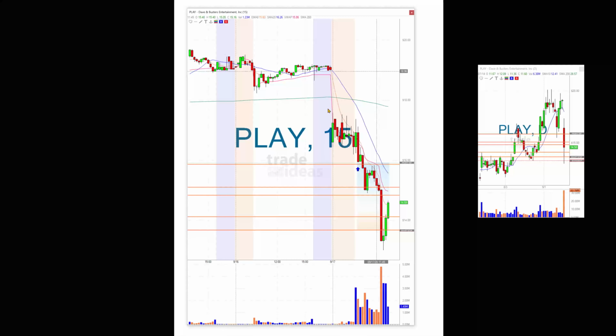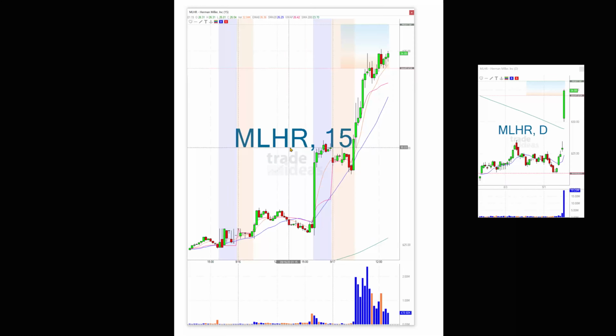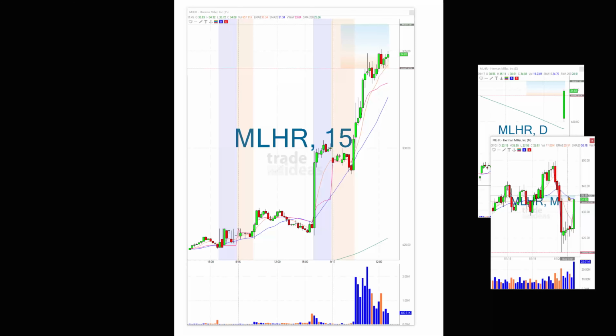Also want to show you Herman Miller. Okay, so Herman Miller is an earnings play, and just a great reaction to earnings. You can see there's that 200-day moving average, the green line. So huge pop. And also, take a look at it on the monthly chart. This one still has room.